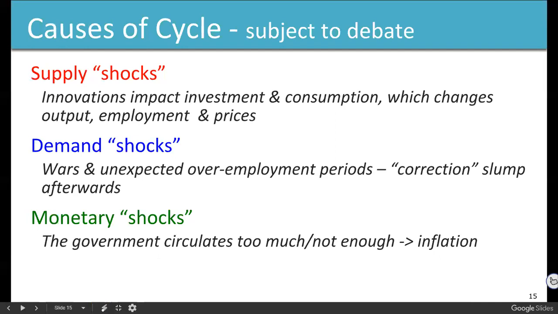We're just kicking along waiting for the second week of college football and the first week of the NFL. Actually, we were waiting on the third week of college football and the second week of the NFL is what we were expecting in September of 2001. Little did we know that we were going to be in war before the Super Bowl. You didn't know that. Wars. Other unexpected overemployment or underemployment periods that change things.